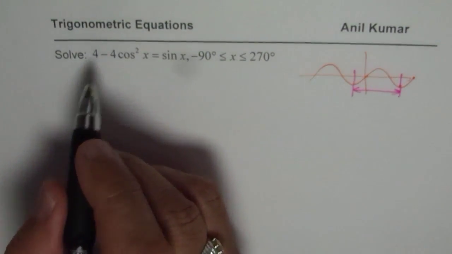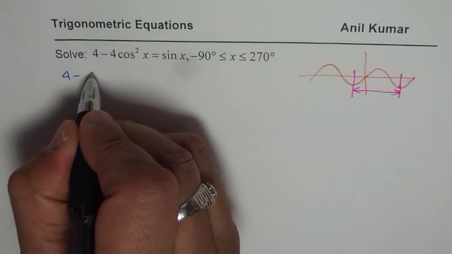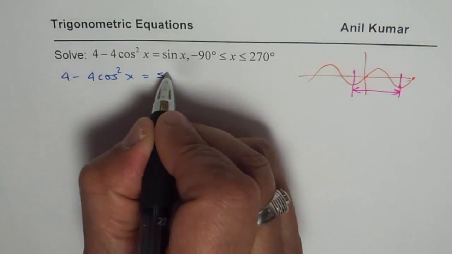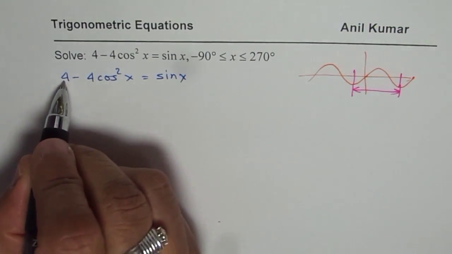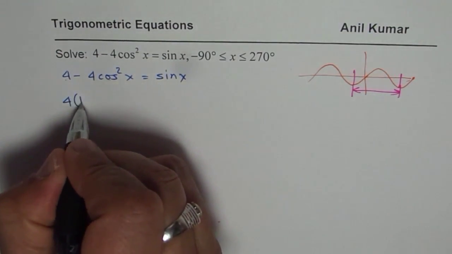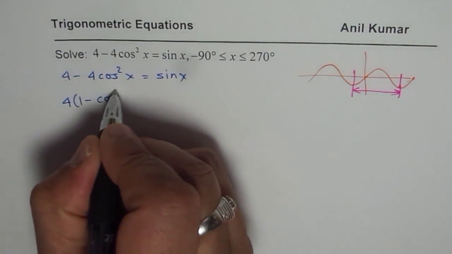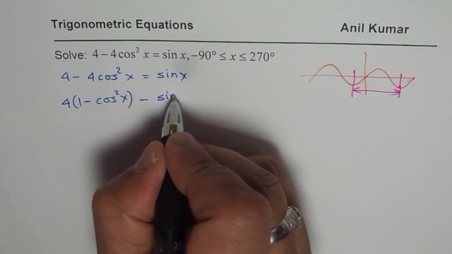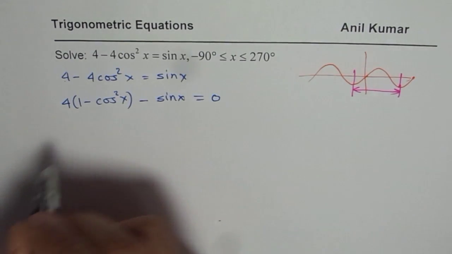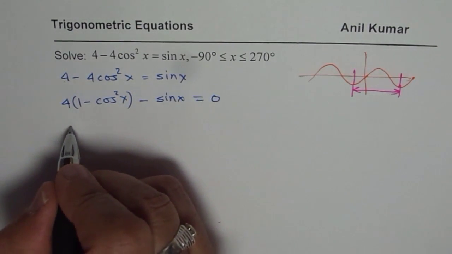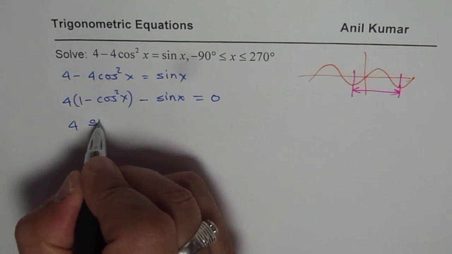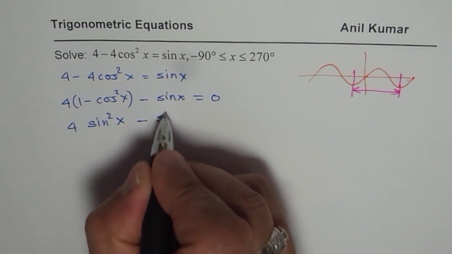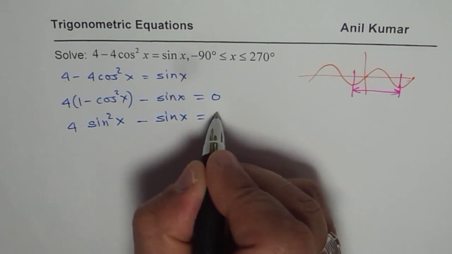So what we have here is 4 minus 4 cos square x equals sin x. Now we can take 4 common. So 4 common gives us 1 minus cos square x. Let's bring sin x to the left side, so we get minus sin x equals 0. What is 1 minus cos square x? That is sin square x. Yes, 4 sin square x minus sin x equals 0.